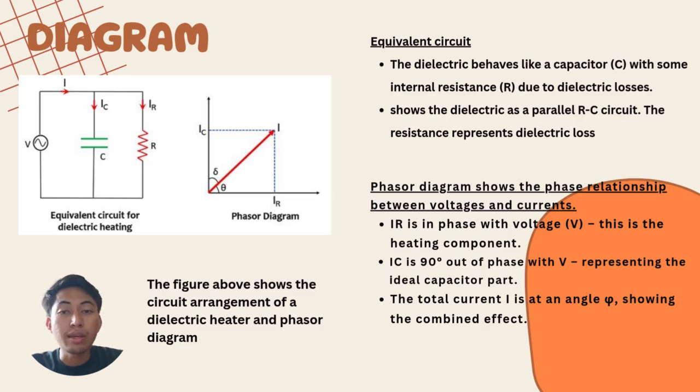Next is the phasor diagram, showing the phase relationship between the voltage and current. IR is in phase with the voltage. This is the heating component. And next is IC, which is 90 degrees out of phase with the voltage, representing the ideal capacitor part. As you can see, the phasor diagram visualizes how the total current lags behind voltage. Only the resistive component contributes to real power and heat generation.